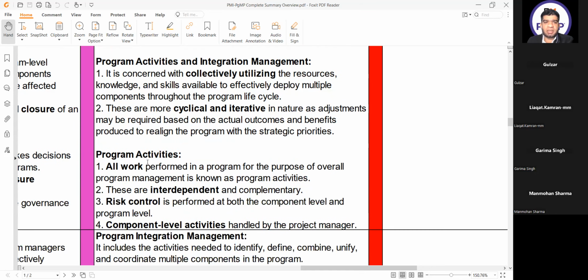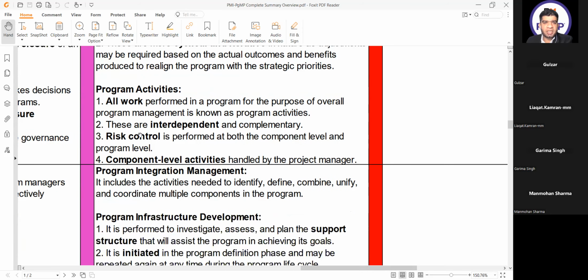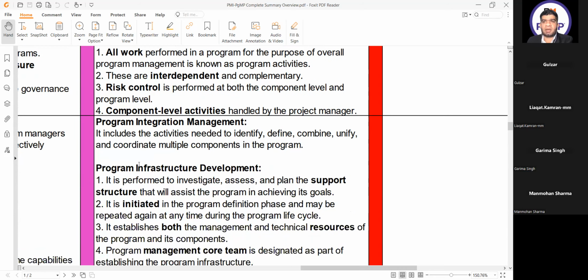What is program activities? All work performed in a program for the purpose of overall program management is known as program activities. These are interdependent and complementary. Risk control is performed at both the component level and the program level. Component level activities are handled by the project manager. So whatever is done at the component level is by the project manager.